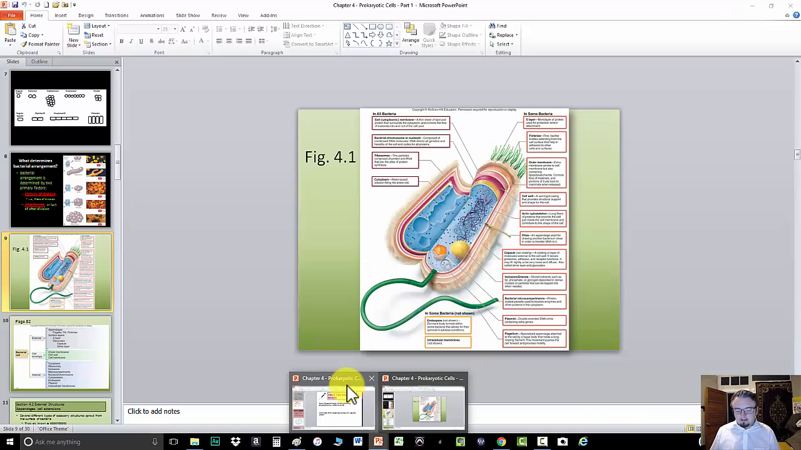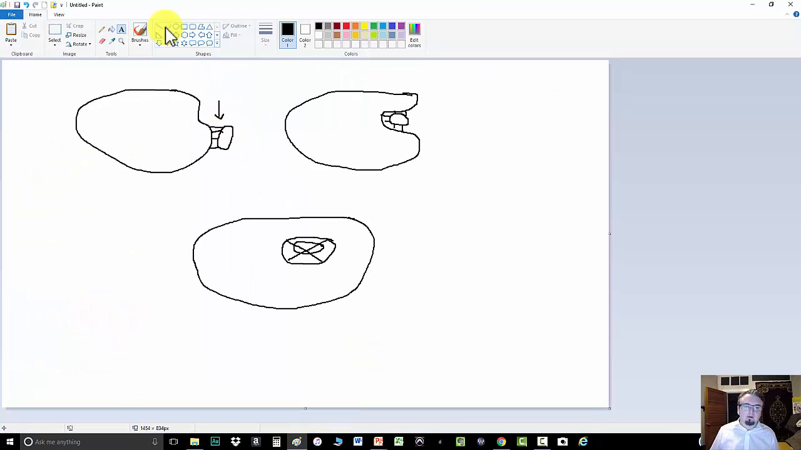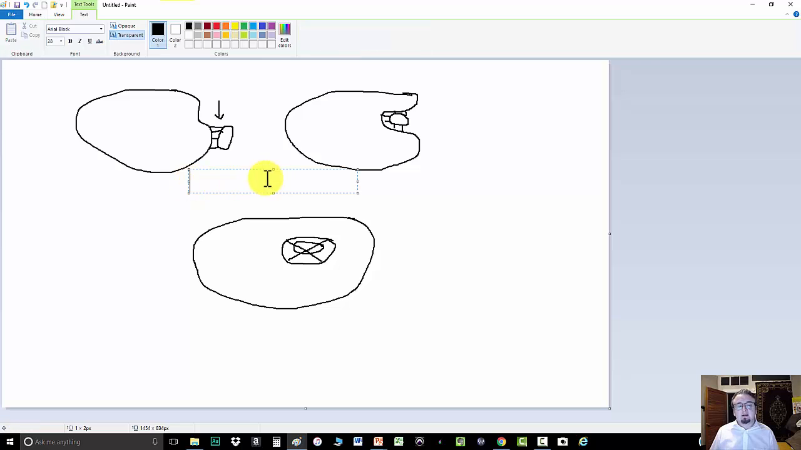Now the next question was, which step of the phagocytic process do capsules inhibit? Generally speaking, and the answer that I want you to know here, in most cases, there are always a few exceptions, but in most cases that process is the attachment. In other words, phagocytosis, let me just spell it out here. Phagocytosis, I said that wrong, excuse me.